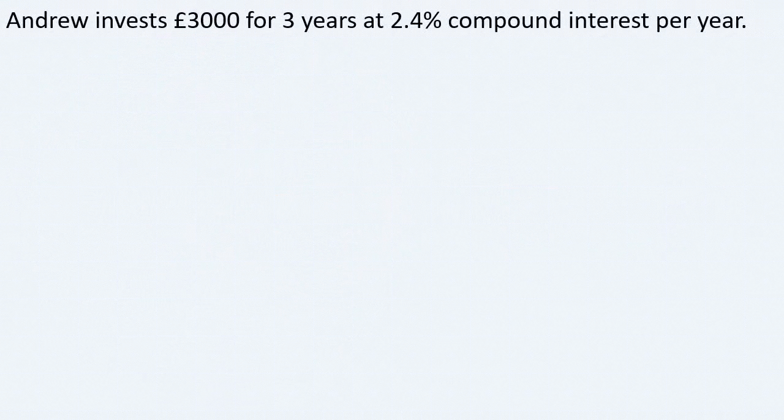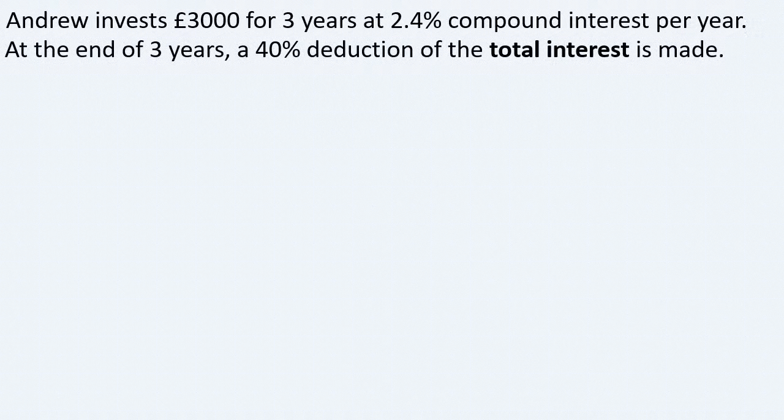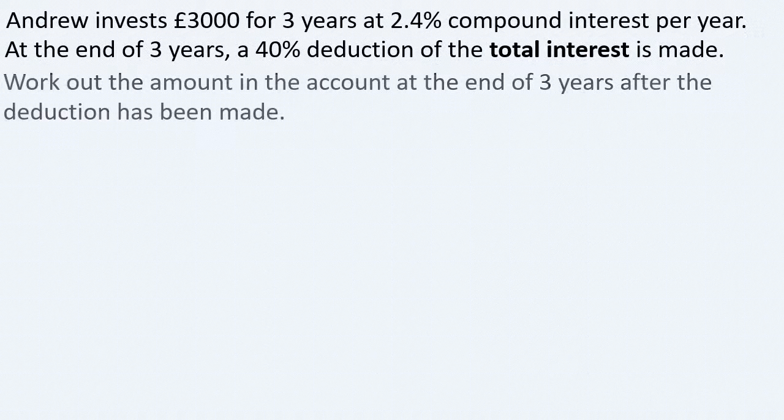The question says, Andrew invests £3,000 for 3 years at 2.4% compound interest per year. At the end of 3 years, a 40% deduction of the total interest is made. Work out the amount in the account at the end of 3 years after the deduction has been made. Now let's take one thing at a time.